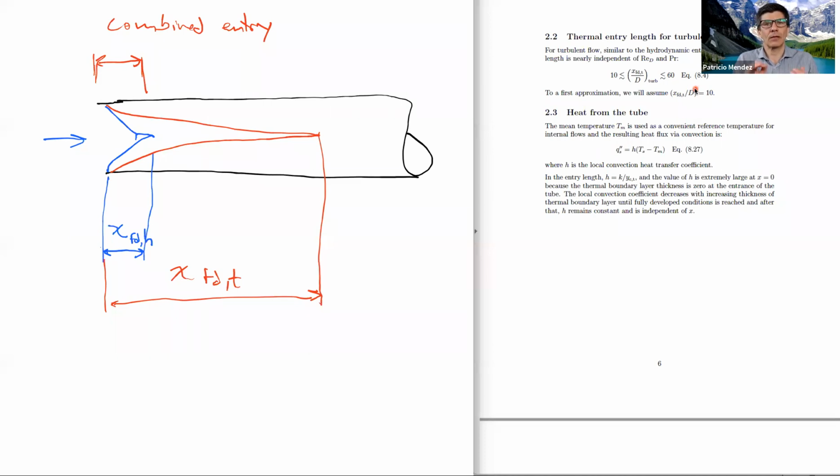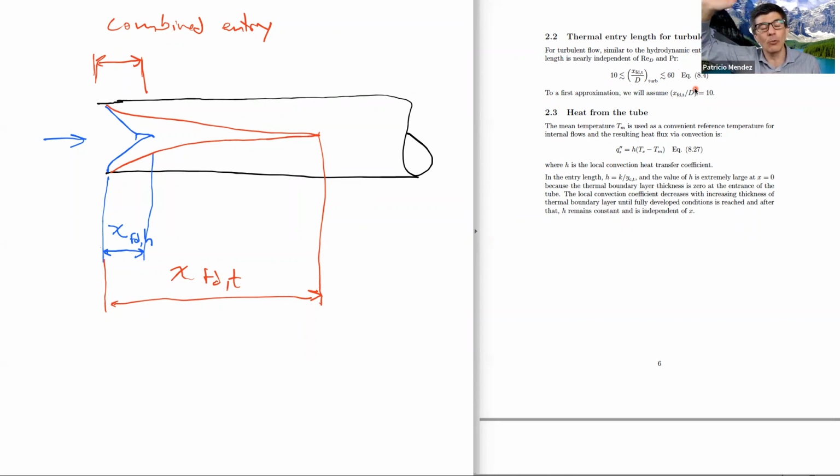All right, so now that we have discussed entry length for both hydrodynamics and heat transfer, let's see a little bit what happens with the heat that is transferred from the tube to the fluid. This is another difference with external flows. In external flows, I can put all the heat I want from my plate. And because the external flow is assumed to be infinite, all that heat goes away but does not affect the temperature of the fluid far from the plate. Right? The heat penetrates into the fluid, but it doesn't change.